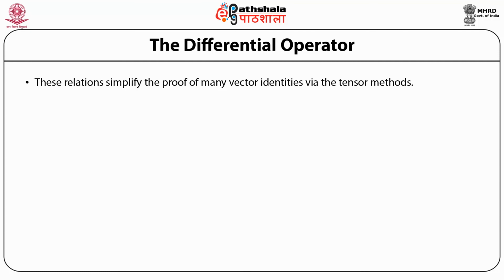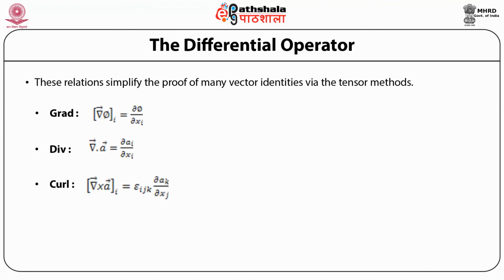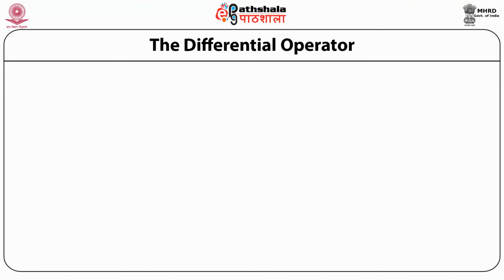Let us see first the gradient, where (del phi) with index i equals del phi divided by del xi. Divergence: del dot A vector equals del Ai by del xi. Curl: (del cross A vector) with index i equals epsilon ijk into del Ak by del xj. And Laplacian: del square phi equals del square phi by del xi del xi. The differential operator is indeed a vector.